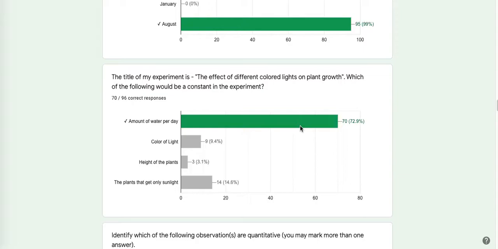Several people suggested the plants that get only sunlight, that would be your control. So if you're changing the color of light, the group under natural conditions, or the no treatment group, would be plants getting only sunlight, and then the colored lights would be your experimental groups. And the color of the light would be the independent variable. But in this experiment, there's lots of things you need to hold constant. You have to give them all the same amount of water, for example.